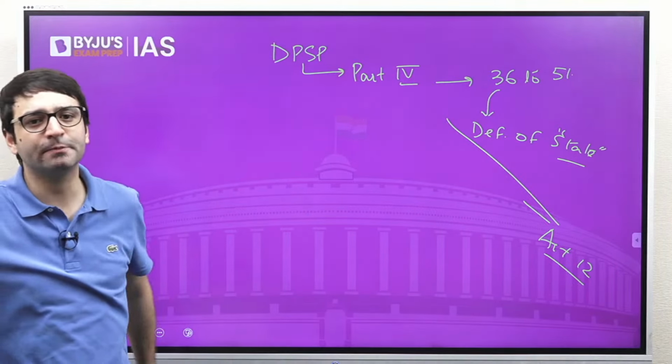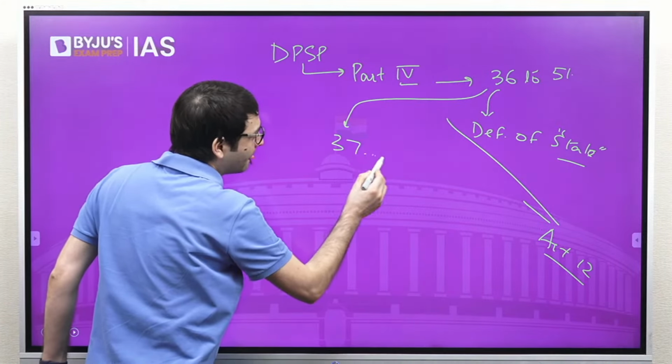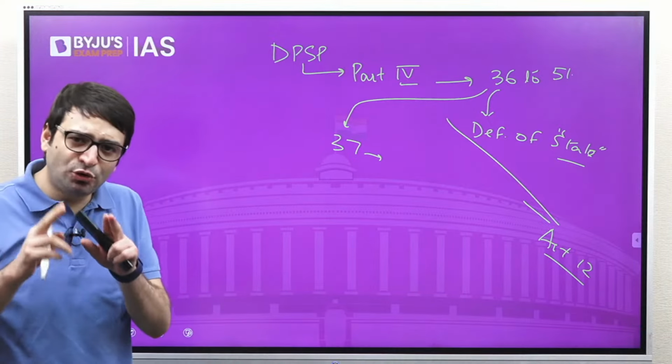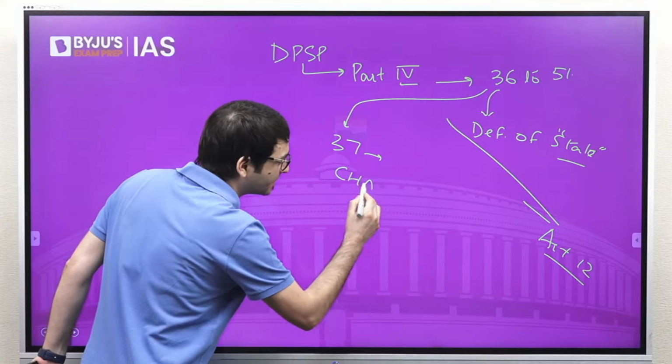One very important point. Article 37 of the Constitution talks about two important characteristics of directive principles of state policy.